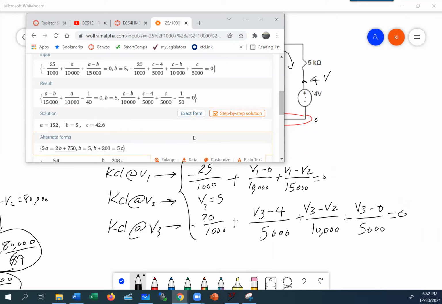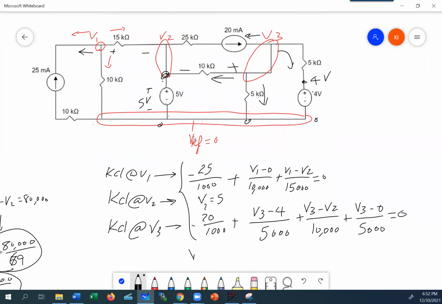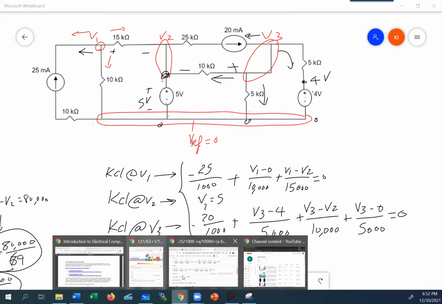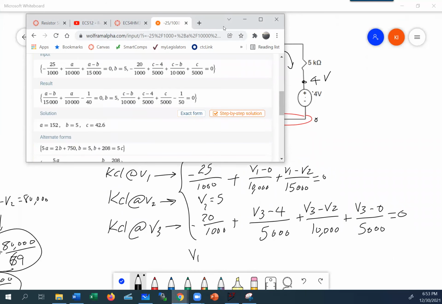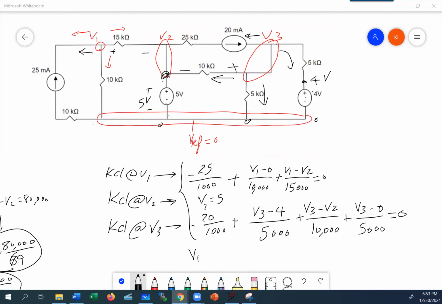So what it's basically telling us is that when you solve this equation, V1, oops, it went away, so I'm going to write it. So it basically gave us V1 is equal to 152, V2, we already knew what it was, and V3 equal to 42.6 volts. It's really important to write the units next to your answers as well.